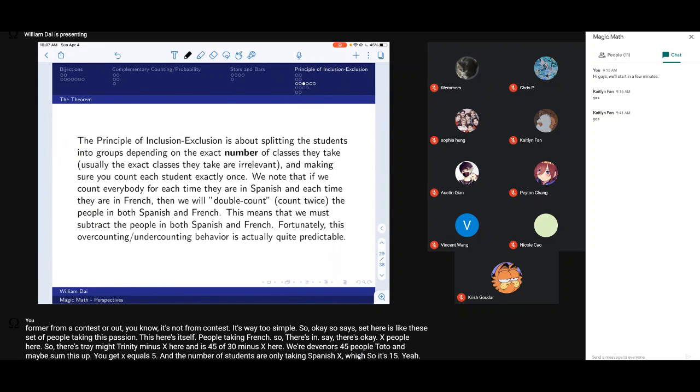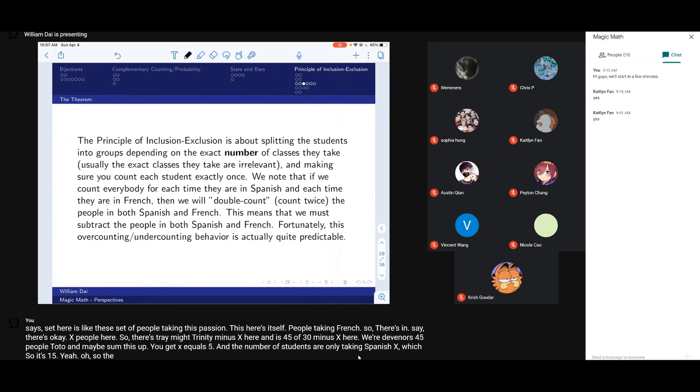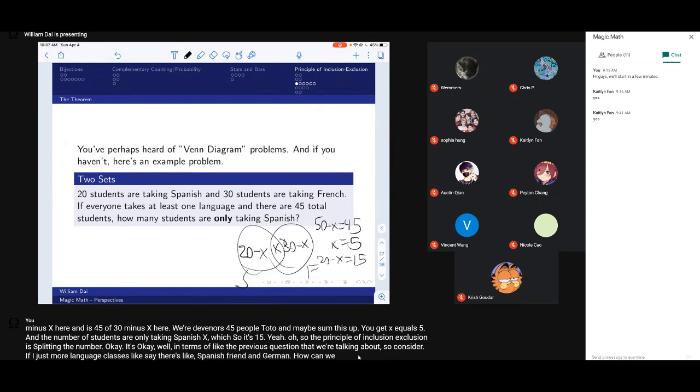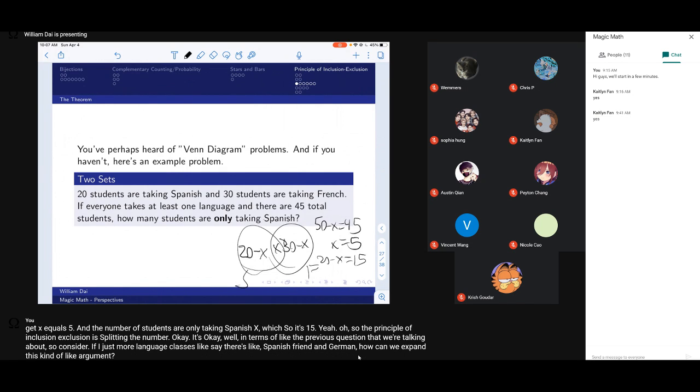Yeah. So the principle of inclusion and exclusion is splitting the number. Okay, well, in terms of the previous question that we were talking about, consider if there are more language classes, say Spanish, French, and German. How can we expand this kind of argument to more classes?